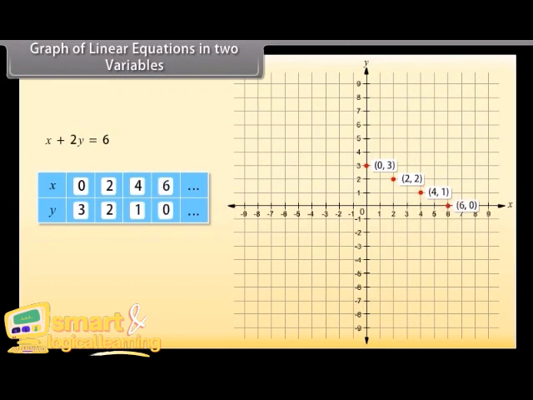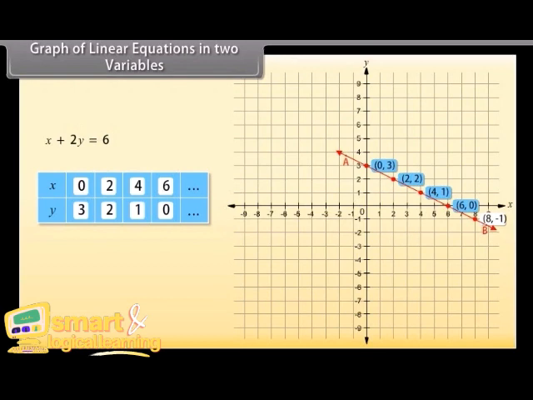Now join any of these two points and obtain a line. Let us join (0, 3) and (4, 1). Call this line AB. We can see that the other two points, (2, 2) and (6, 0), also lie on the line AB. Now pick another point on this line. Let us pick (8, -1).